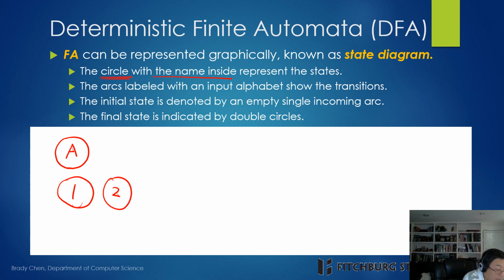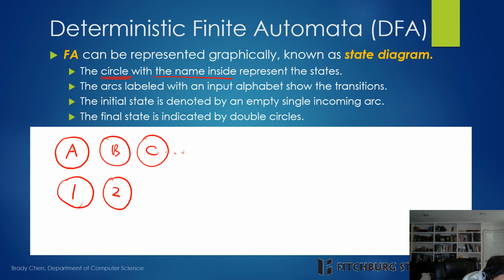That's okay, but here we always use A, B, and C, or D, E, F, G, or whatever. So we use the English capital letters to represent the state, and the letters inside the circle, that's the state. Now the arcs labeled with input alphabet show the transition.